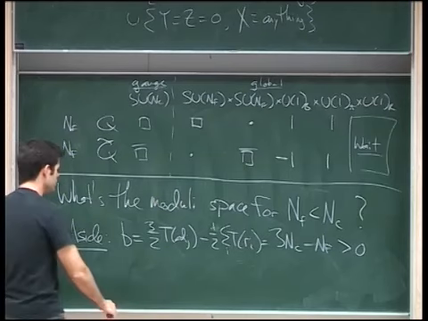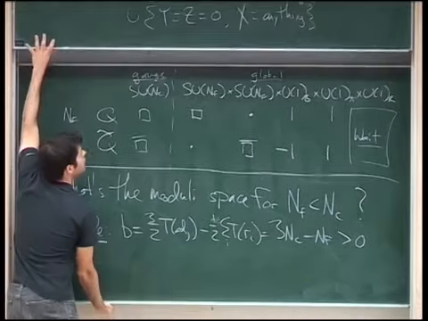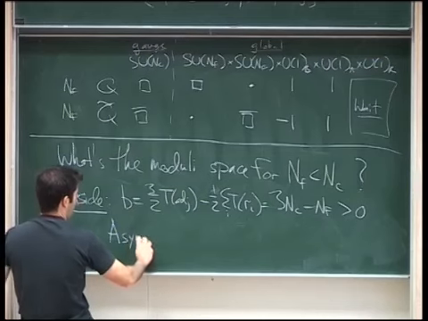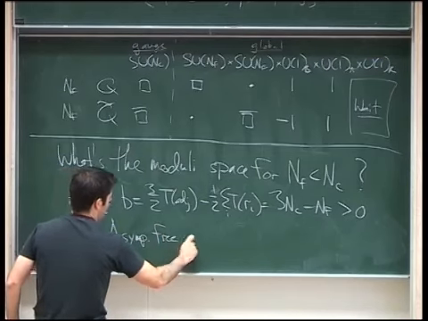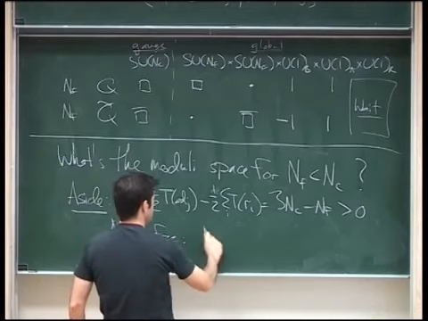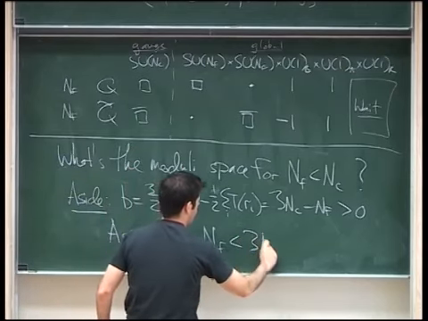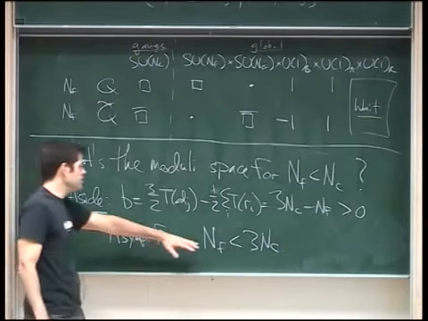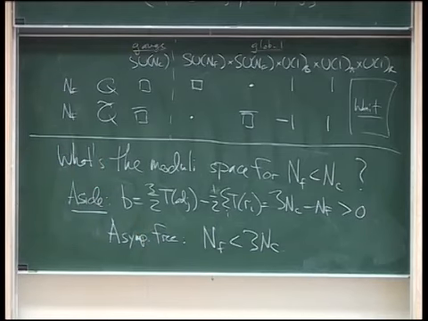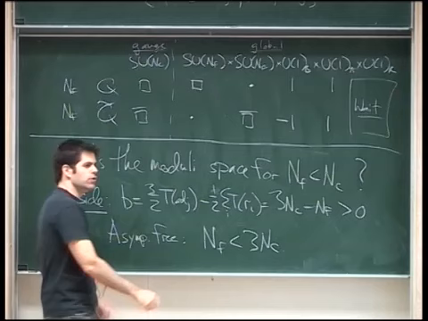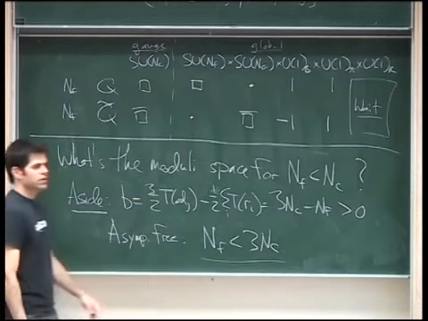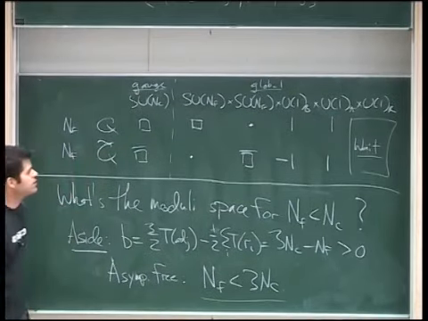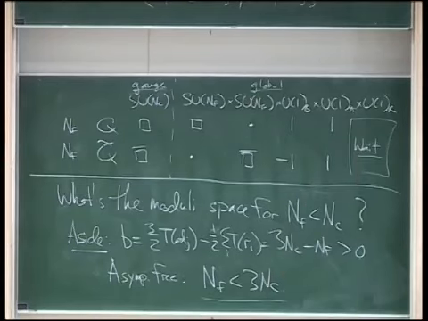So for asymptotically free, as long as NF is less than 3NC, we're great. For NF greater than 3NC, the theory is IR free, and there's not a hell of a lot to say. So everything I do is going to be in this range. Certainly NF less than NC is here. All right, great. Let's solve the D terms.